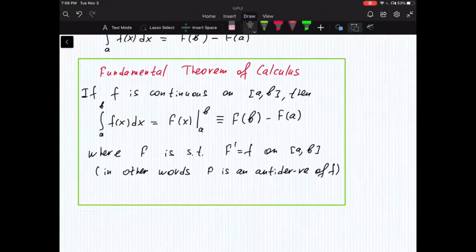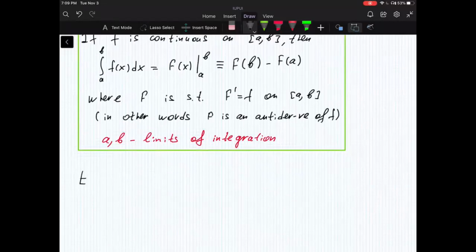So the fundamental theorem enables us to find areas under a curve by antidifferentiation. In other words, if you know the antiderivative, then you can calculate the definite integral, which represents the area under the curve. From now on, the process of finding an antiderivative will be called integration. So integrate means to find the antiderivative. And numbers a and b are called limits of integration. So let's do some examples. Let's start with this one.